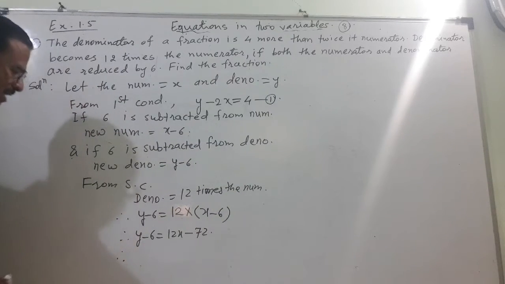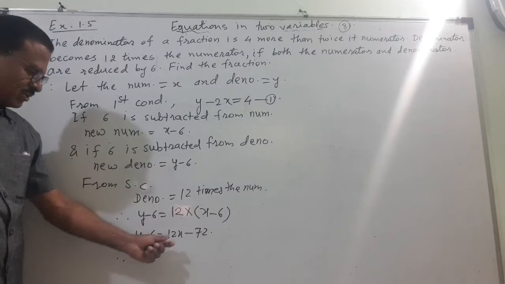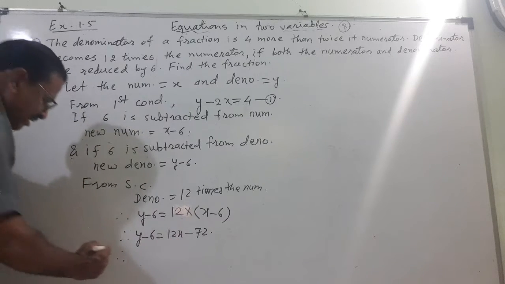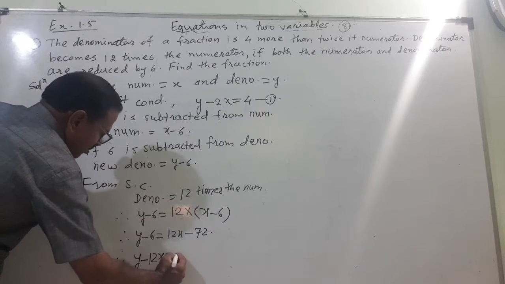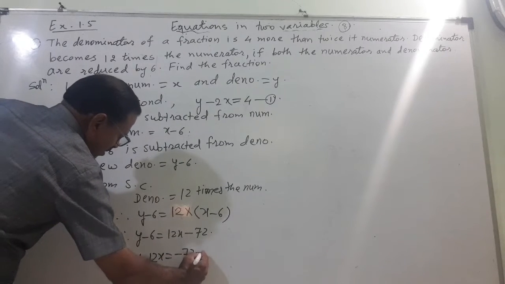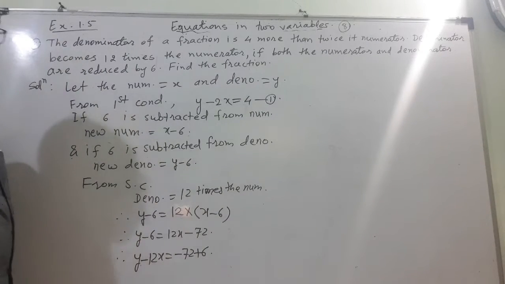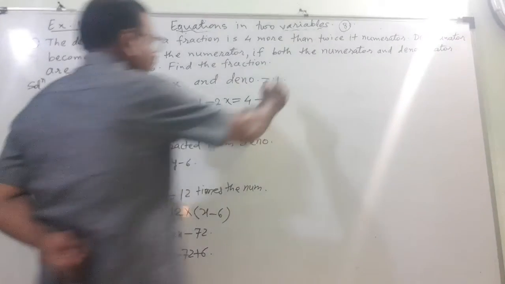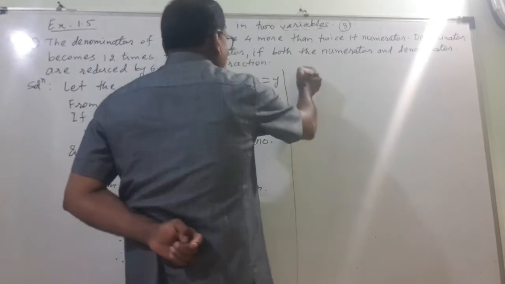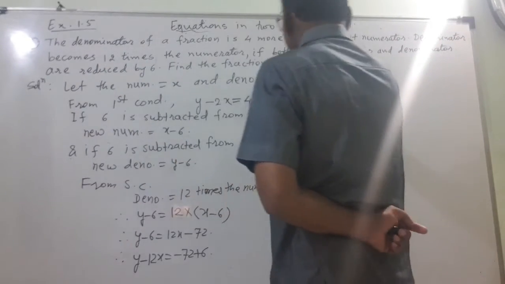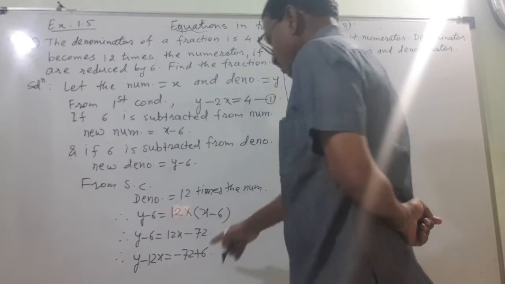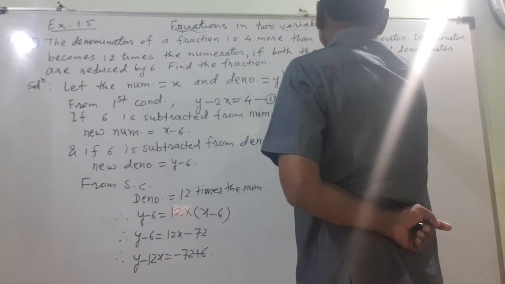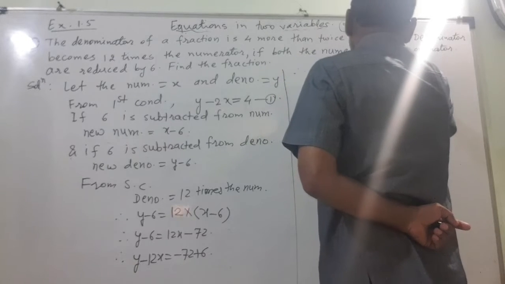I have to make it an equation. So bring this 12x here. Therefore, y minus 12x is equal to minus 72 plus 6. Therefore, y minus 12x is equal to minus 66. This is equation number 2.